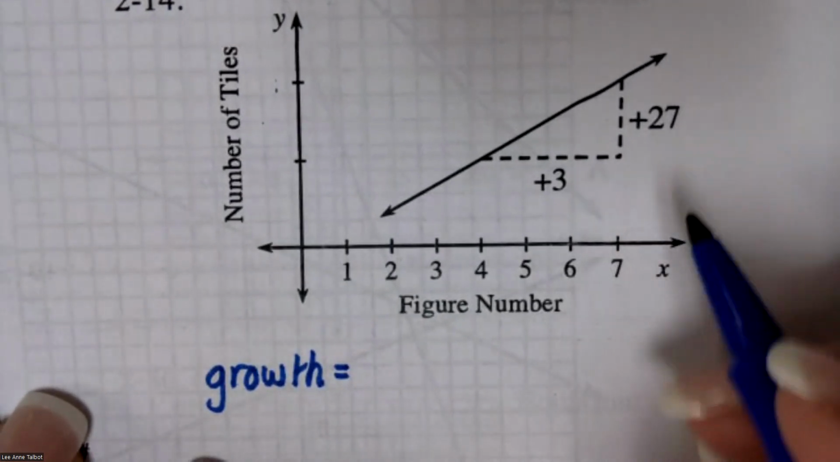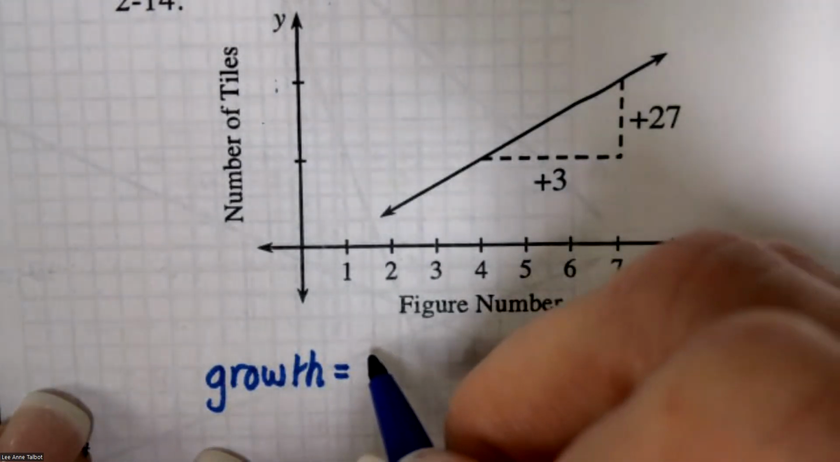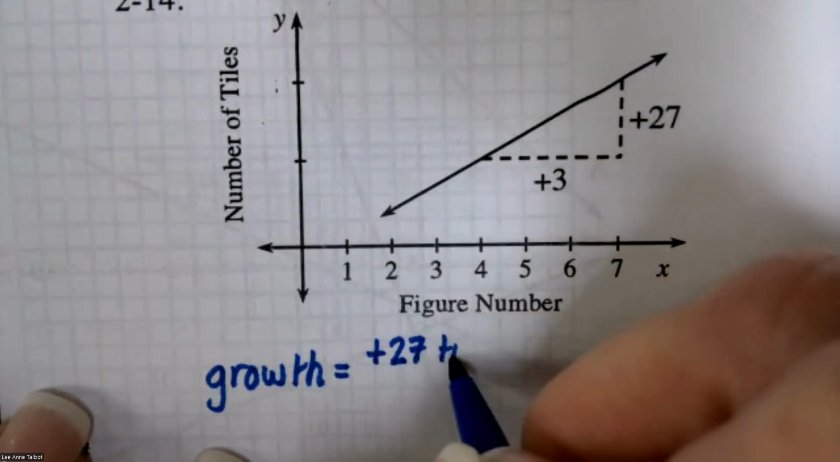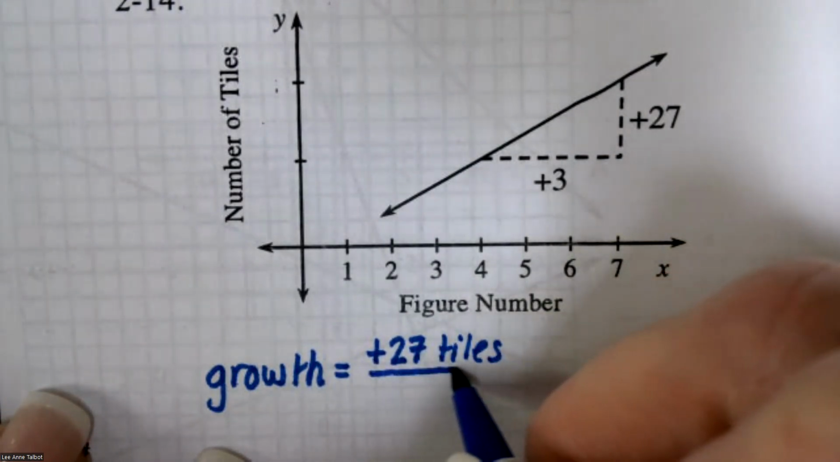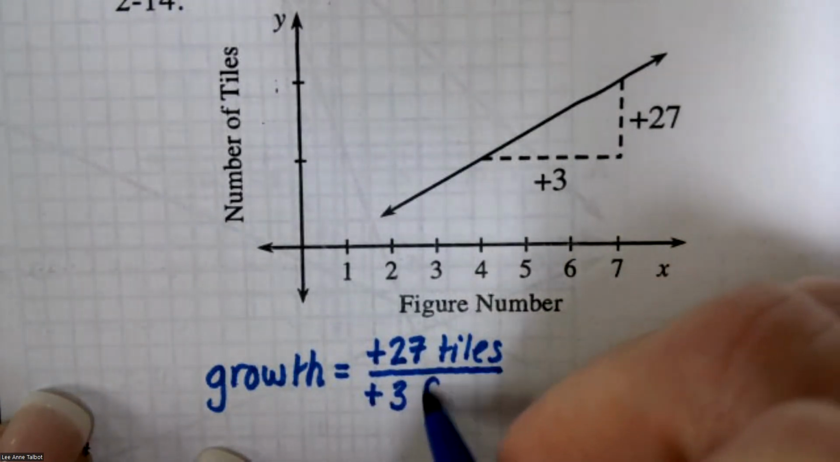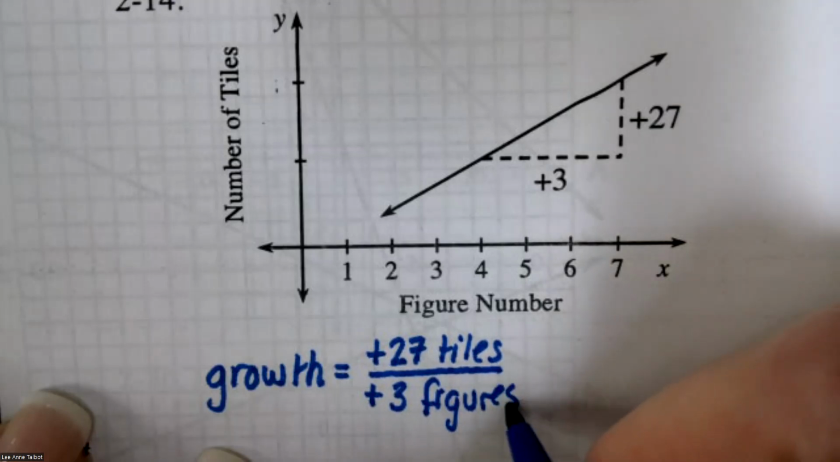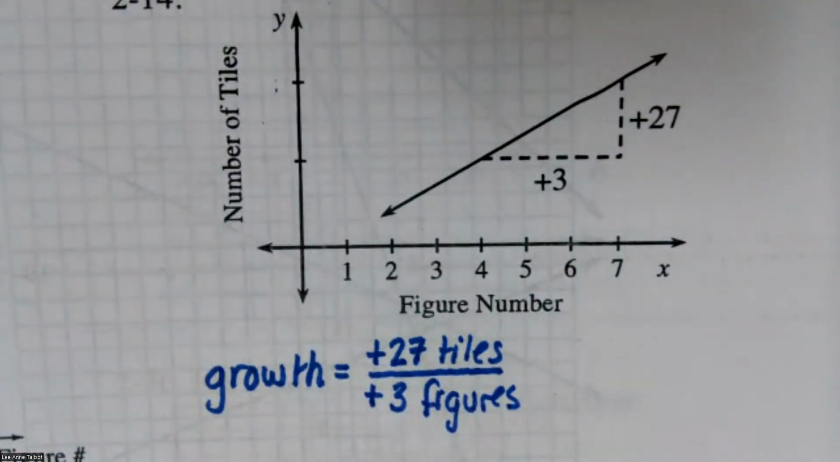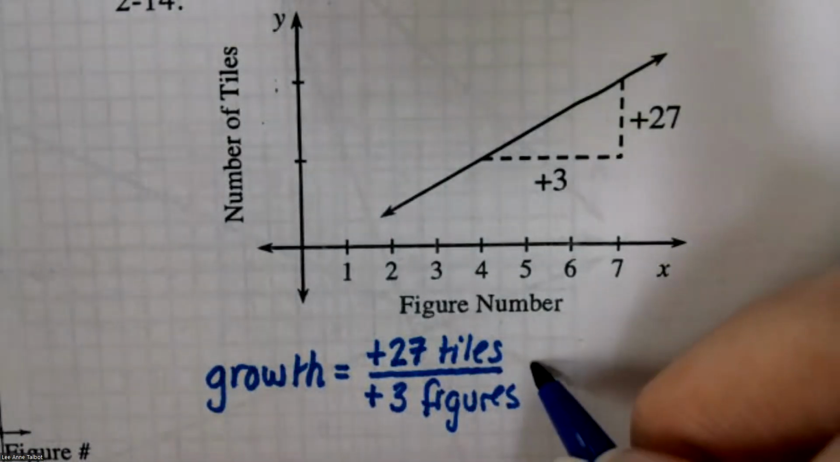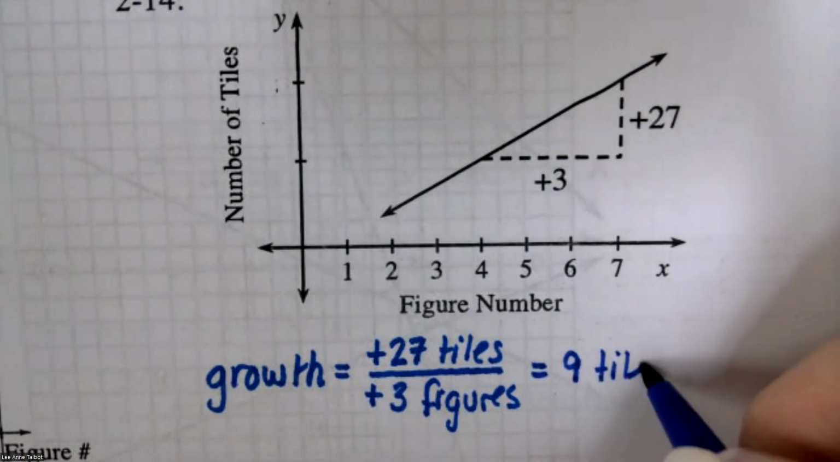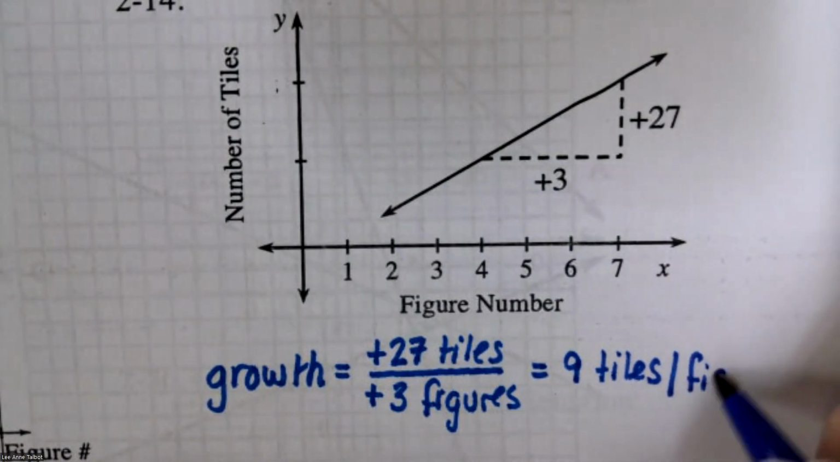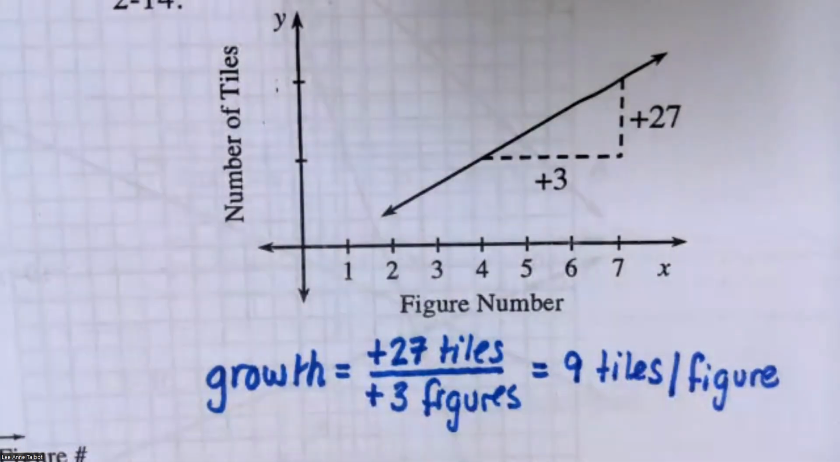And this problem is telling us that it's going up 27 tiles every 3 figures. So what is the growth for each figure? 9 tiles per figure.